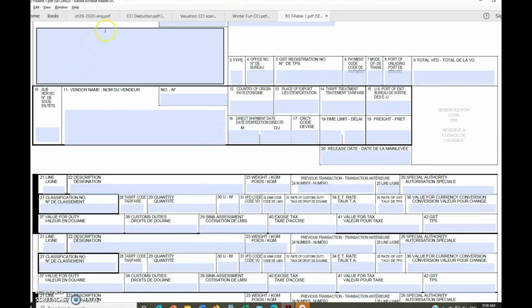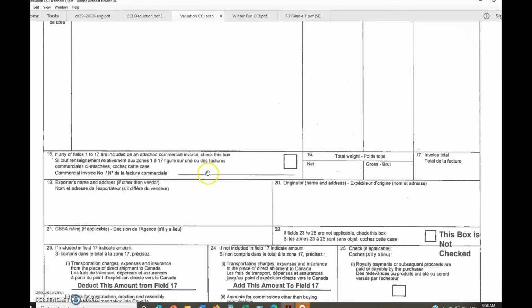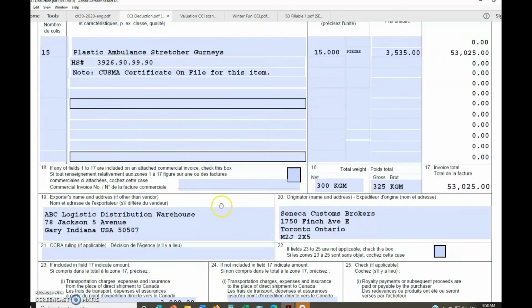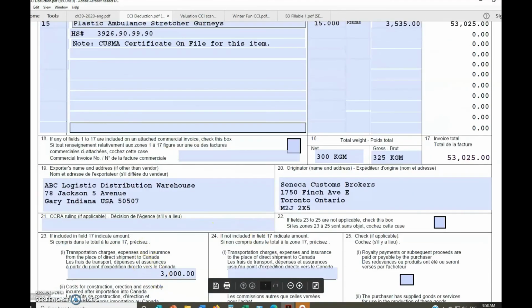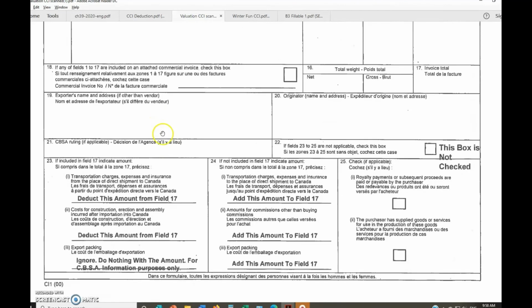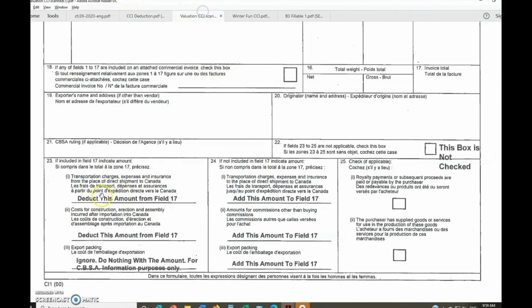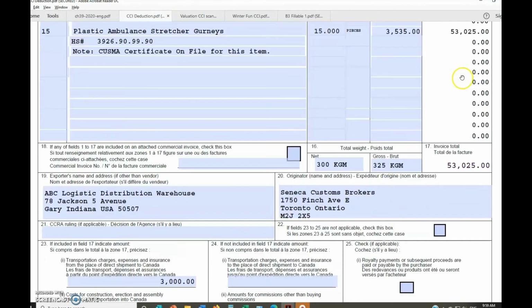But this time you're going to be deducting because it says right here, deduct this amount from field 17. That's all I want you to do. You don't have to fill out the CCI. All you have to do is read the instruction here, what you do when you see an amount down here, and do it. Okay? And this says you deduct it from field 17. You've got an amount here, deduct it from field 17.